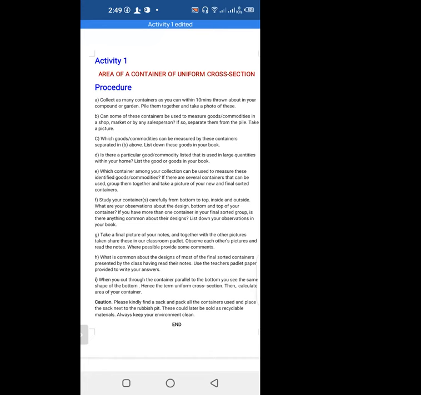So you put part E. On part E, I want you to group the containers, okay? The containers that can be used with those goods you have listed in part C. Then after, you take a picture and you put it there in the Padlet.